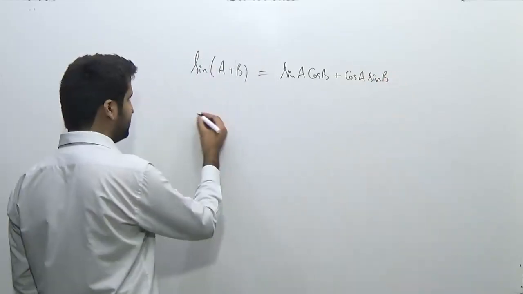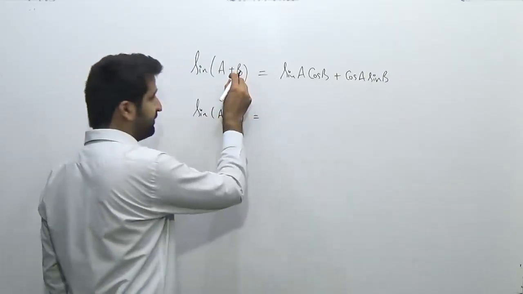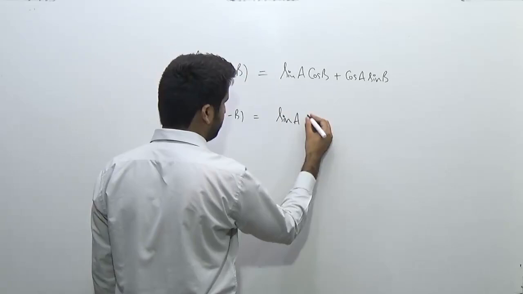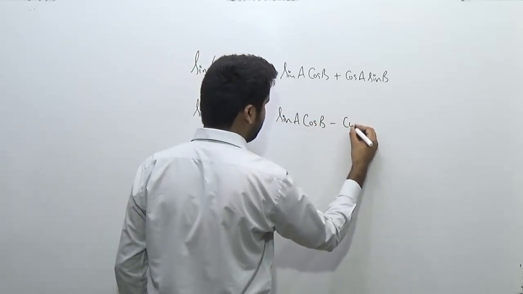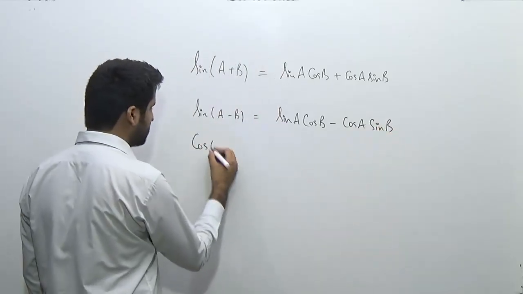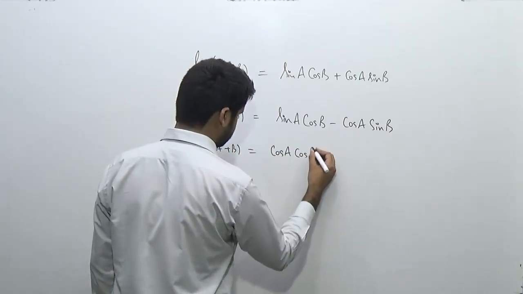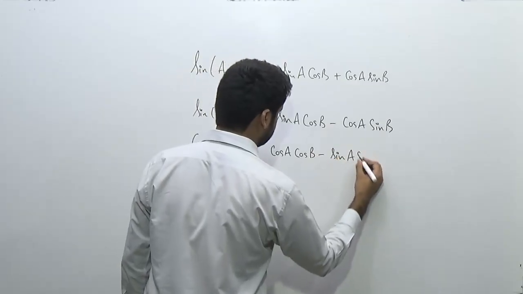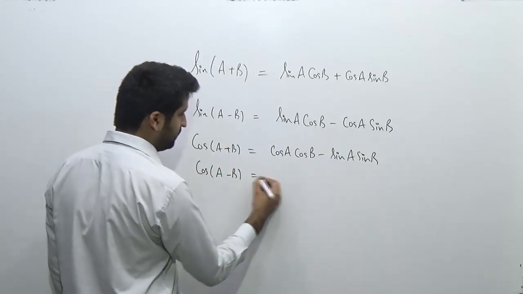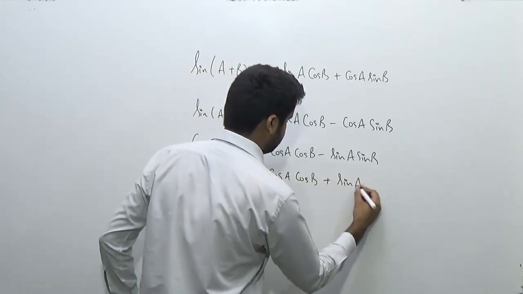And similarly in case of sine of a minus b, we can just replace this plus sign with a minus sign. So wherever we are writing plus, we'll change it to minus. So this will be equal to sine a cos b minus cos a sine b. Similarly, if I want to see the value of cos of a plus b, that will be equal to cos a cos b minus sine a sine b. Similarly, cos of a minus b is equal to cos a cos b plus sine a sine b.